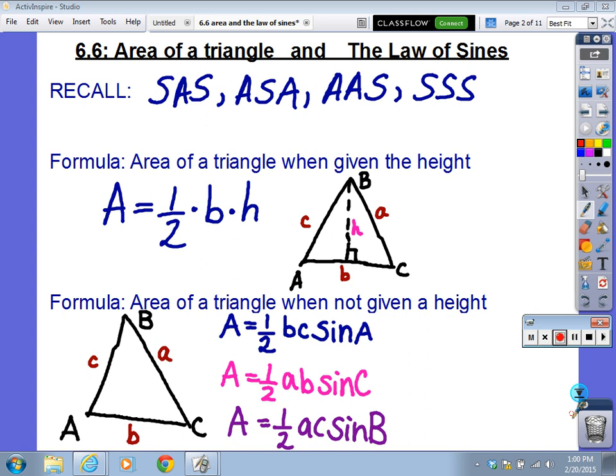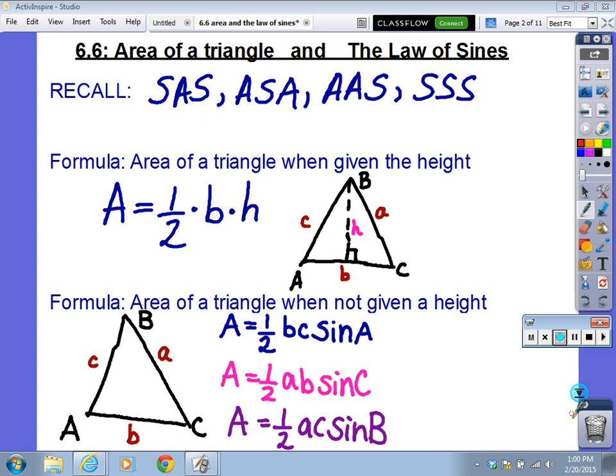Okay, so today we're going to be doing 6.6 and we're going to be learning how to find the area of a triangle. So some of you are thinking, well, I already know how to find the area of a triangle, but I'll teach you why we're learning something a little bit different today. So we're going to be able to find the area of any triangle after today, and then we're also going to learn the law of sines and how to apply the law of sines. So we use the law of sines to look for missing side lengths or missing angles, and we'll learn about that in a little bit.